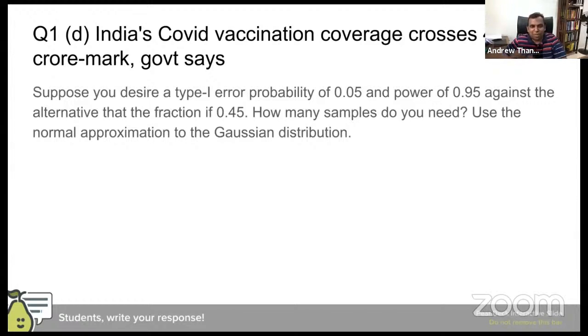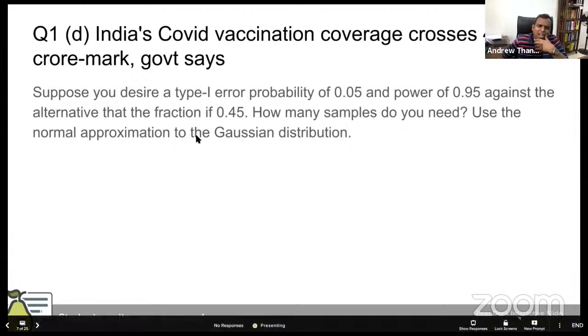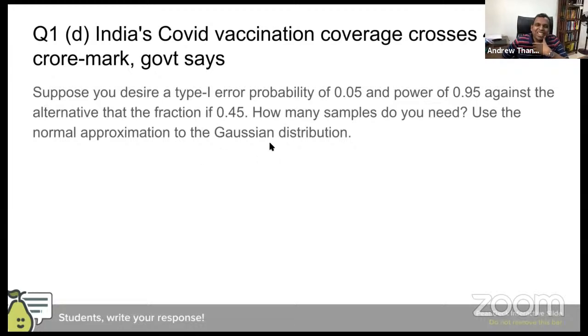If I don't tell you, you feel uncomfortable making the approximation. Normal approximation to the Gaussian distribution. That's totally wrong. I mean, to the binomial distribution. I'm sorry. I didn't mean normal approximation to Gaussian. Normal approximation to the binomial distribution. Okay. So in the same test, I want a type 1 error probability of 0.05, and I want a power of 0.95 against the alternative for a fraction of 0.45. Oh my God, there's too many typos here. I apologize for that. There should be a fraction of 0.45, and this is not the Gaussian distribution, this is the binomial distribution. Okay.